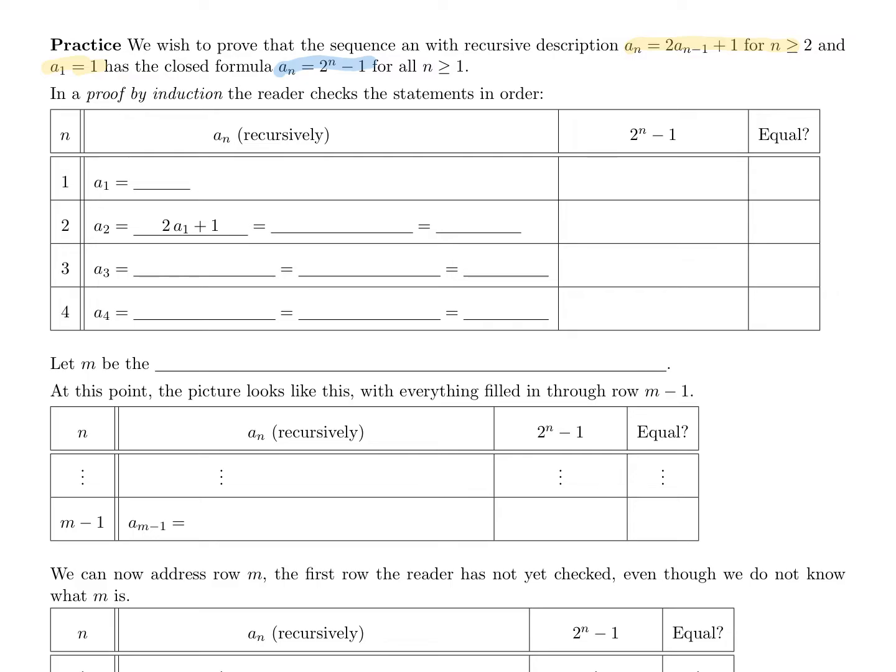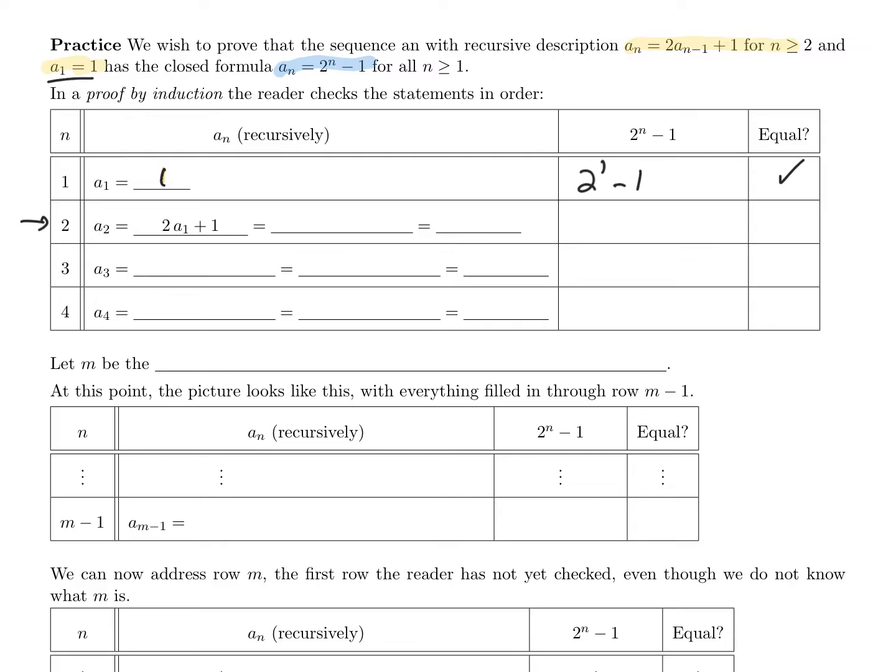So first of all, starting with A1, A1 equals 1 is actually given in the recurrence relation. And of course, the closed formula, when n equals 1, is 2 to the n minus 1. So it's not hard to see that those are equal. When n equals 2, we're in this row.